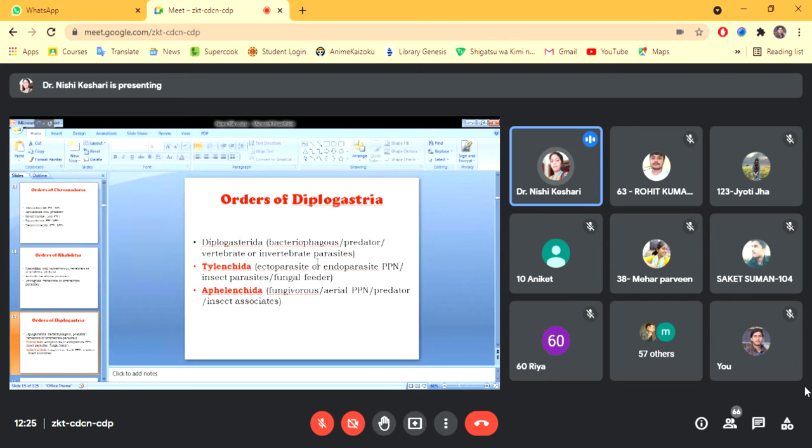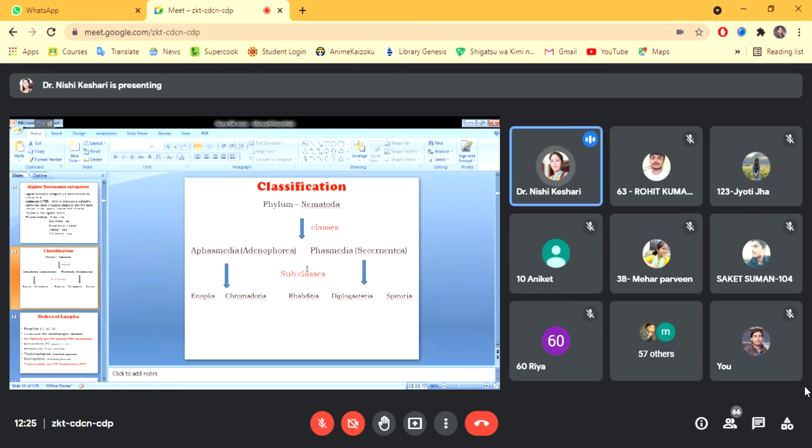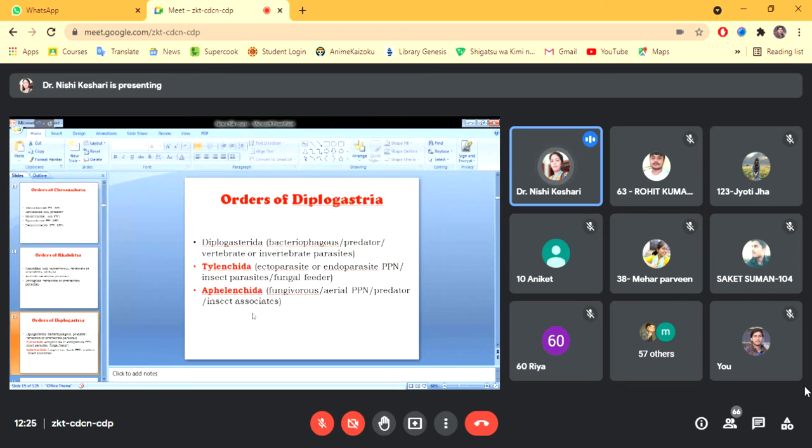Now the Diplogasteria. This is very important. I told you that Diplogasteria is one of the most important plant parasitic groups. In Phasmidia, that is a very advanced group, we have Diplogasteria. In Diplogasteria, three orders are there: Diplogasterida, Tylenchida, and Aphelenchida. Only these two orders are plant parasitic nematodes, so we will study only those two. Diplogasterida may be bacteriophages, predators, or vertebrate or invertebrate parasites.